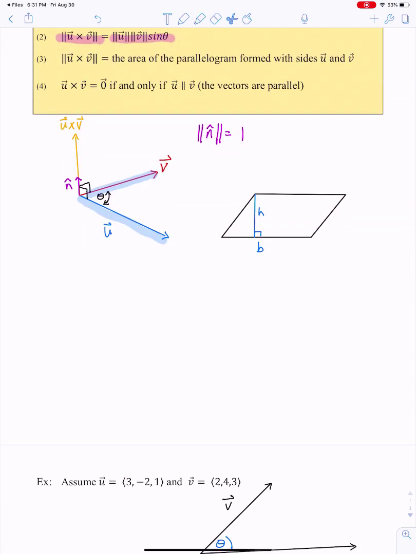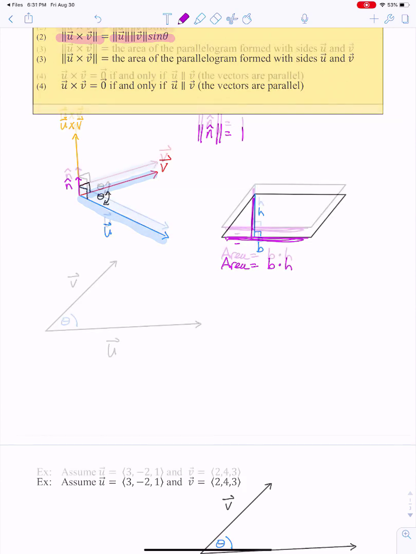Okay, so let's consider this parallelogram that I've drawn here. It has a base and a height. And we've seen before that if we wanted to find the area of a parallelogram, the area is equal to the length of the base times the altitude or the height, and that's the area. Here's the height, and here's the base. We are using this to find the area of a parallelogram. So then you ask, well, how does that relate to the cross product? And I'm going to show you.